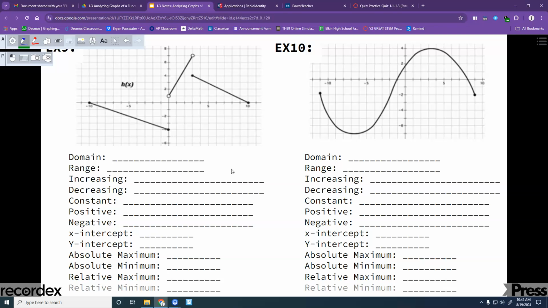All right, domain, we got -10 right here over to, I still exist here, right? Yep. Still exist here. And over here, where do I stop? +10. So I've got my domain here would be -10 to 10. Okay. What about my range?